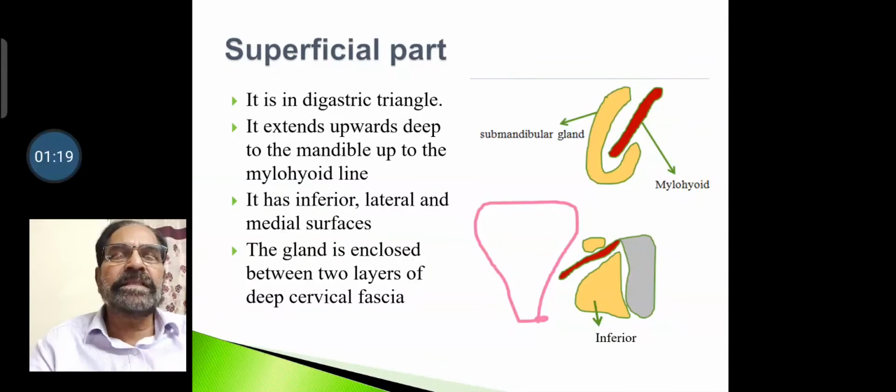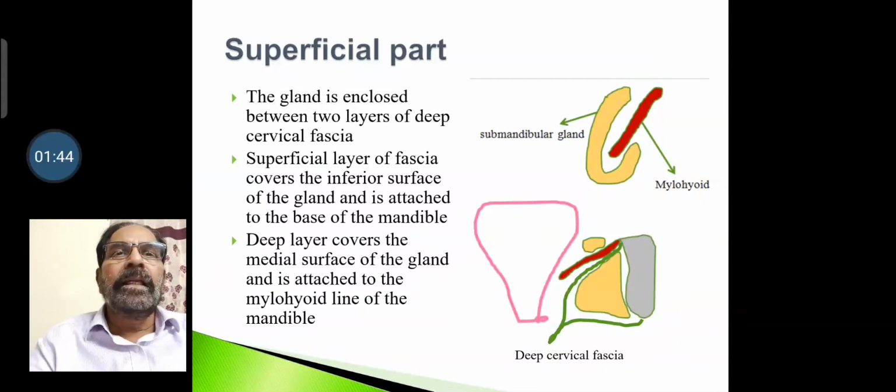It has three surfaces, and they are inferior, which can be seen in the picture, lateral and medial surfaces. So lateral is related to the mandible and the other one is medial surface. The gland is enclosed between the two layers of deep cervical fascia. So in this picture you can see the deep cervical fascia is splitting to enclose the submandibular gland.